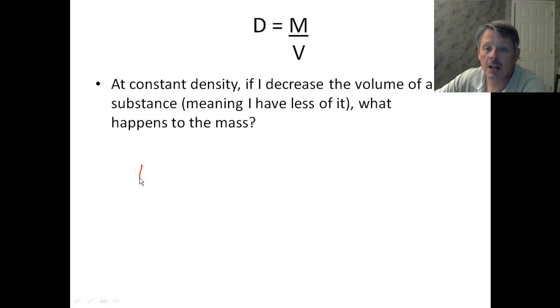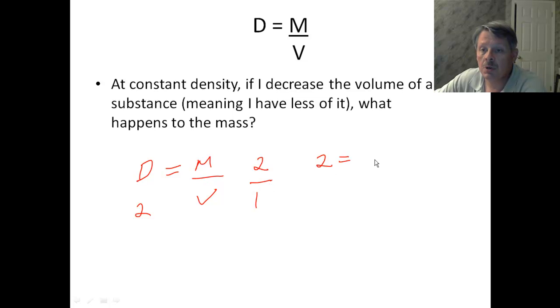Well, the easiest way to do this, you sit here and you say, well, I don't know. What's it going to do? Well, play with numbers, right? If I have something that's a constant density, let's say that my density is 2, all right? And we're going to use some pretty simple numbers. So let's see, how do I get a density of 2? Well, let's say that I have a mass of 2 and a volume of 1, all right? So 2 is 2 over 1. So it says a constant density, my density is not changing.